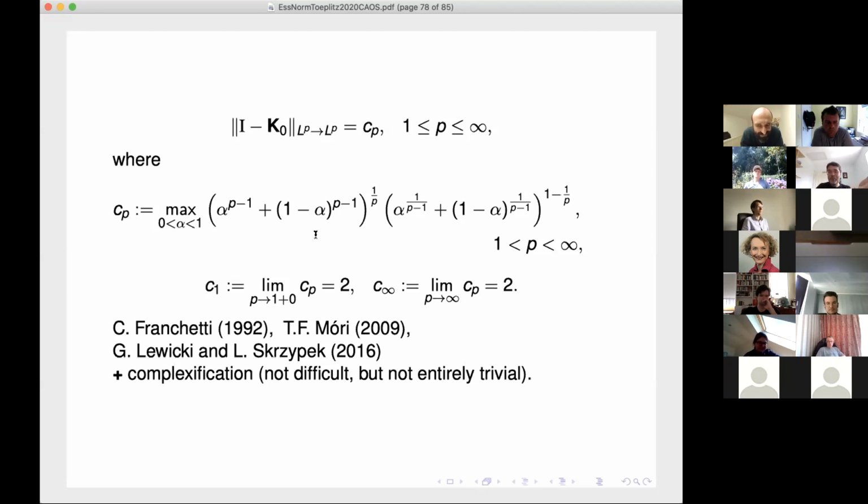Well, to some extent, true. Mori proved this exactly in those terms. But what he didn't know was that Franchetti did it too, from a completely different community. Mori is probability theory; Franchetti was function spaces. And he did it, but the proof was very, very complicated. Mori did a beautiful elementary proof, fantastic. And then Levitsky and Skripchak knew about Franchetti, but they didn't know about Mori. It looks like analysts and probability theory people don't talk to each other that much.